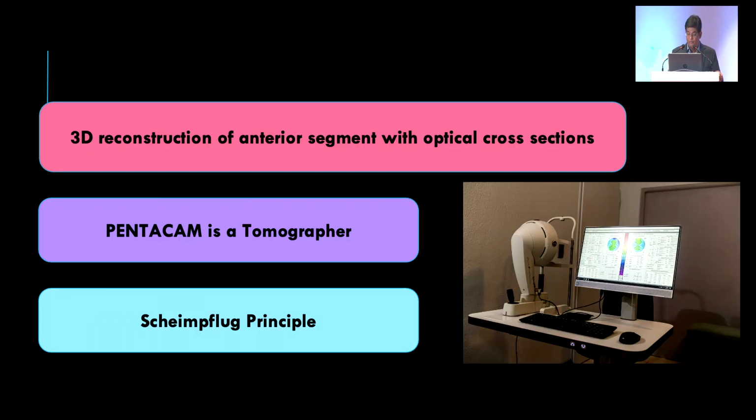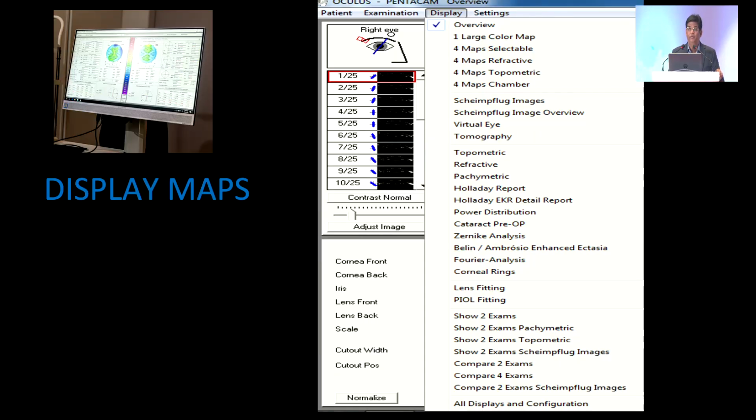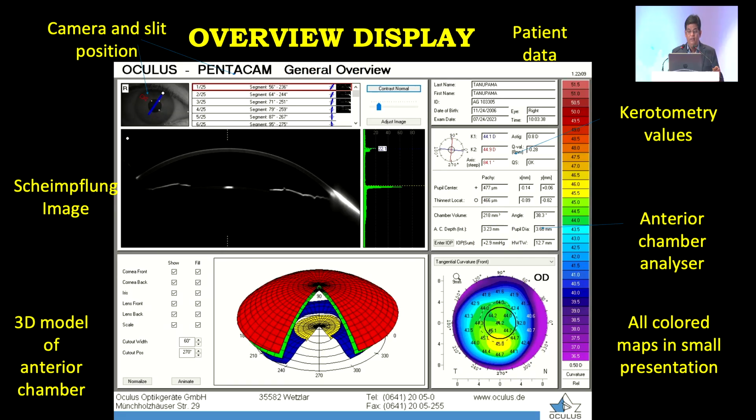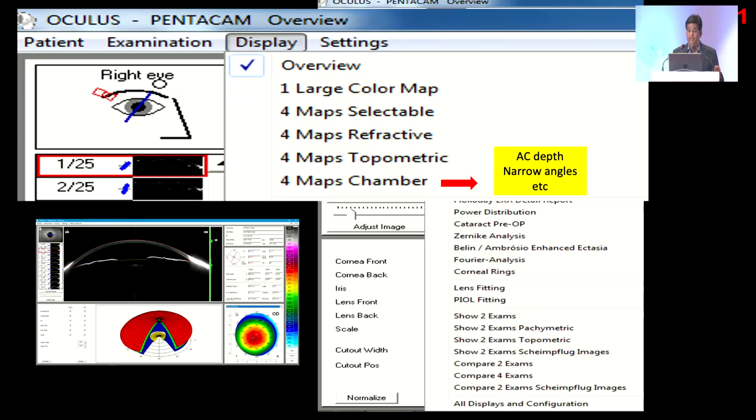Well, thank you. And as we know, the Pentacam works on the principle of Scheimpflug photography, and it's a tomographer, and leads to a 3D reconstruction of the anterior chamber. And there's quite a big drop down which comes once we have to see what data of the patient we want to analyze. So if we go first to the overview map of the patient, in one glance, it gives us a lot of information of the curvature of the cornea, of anterior chamber analyzer, keratometric values. It gives us a 3D model of the anterior chamber and also the Scheimpflug imaging of the eye.